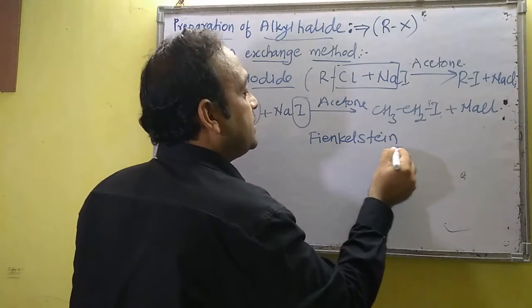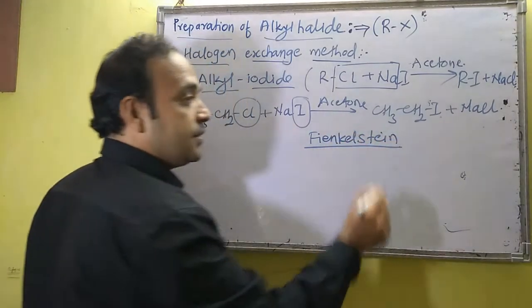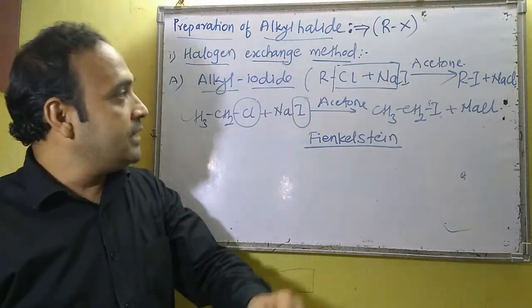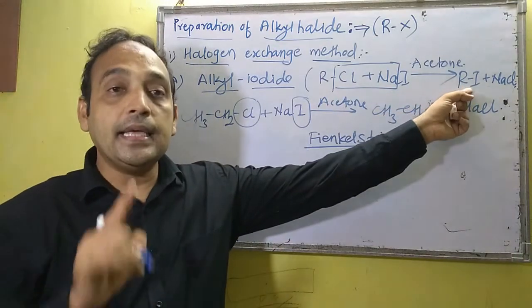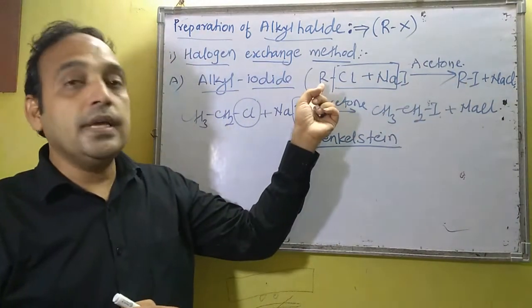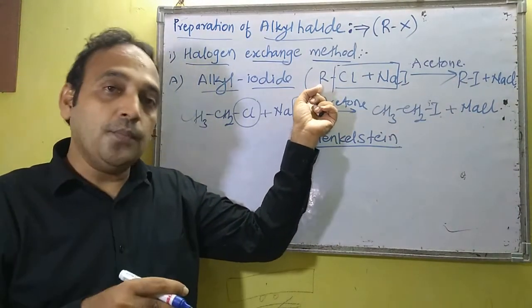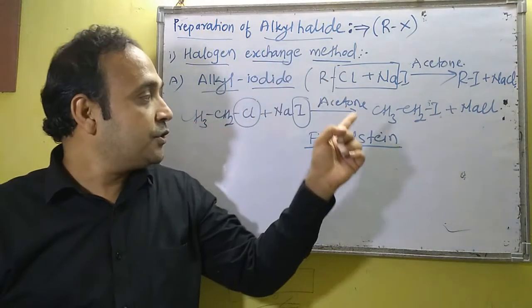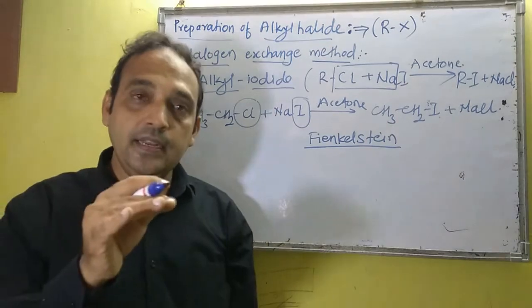What is the name of this reaction? This reaction is known as Finkelstein reaction. So this is a reaction to form alkyl iodide by using alkyl chloride or alkyl bromide reacting with sodium iodide, and this reaction is known as Finkelstein reaction.